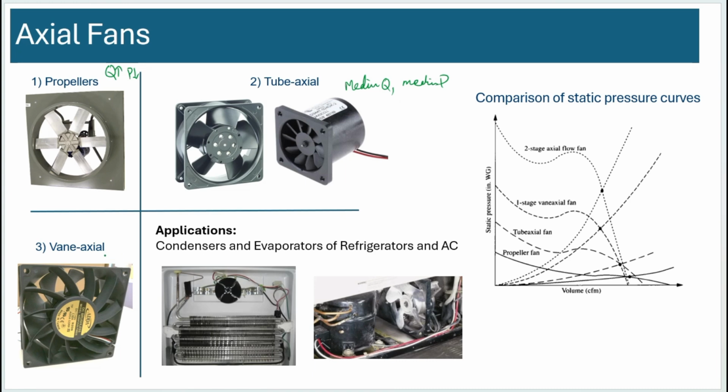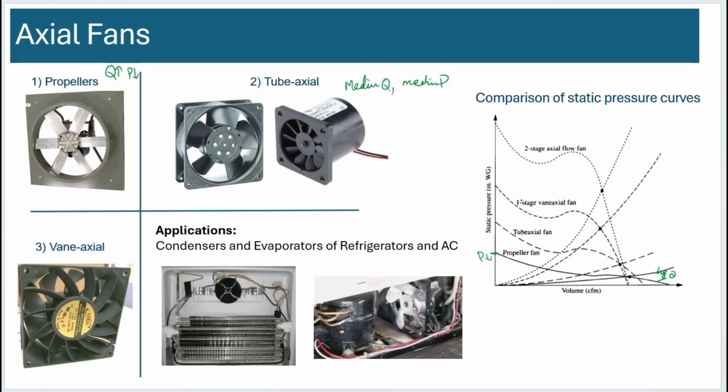And then vane axial fans, they produce medium Q and then higher pressure. Okay, so there are three categories. You can see the propeller fan, if you look at the pressure volume curves, it can produce a lot of flow, high Q, but it's not able to create a lot of pressure. Pressure is low. Tube axial fans can create medium flow, but higher pressure.